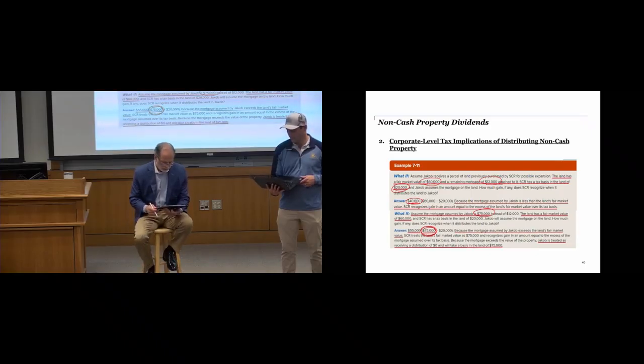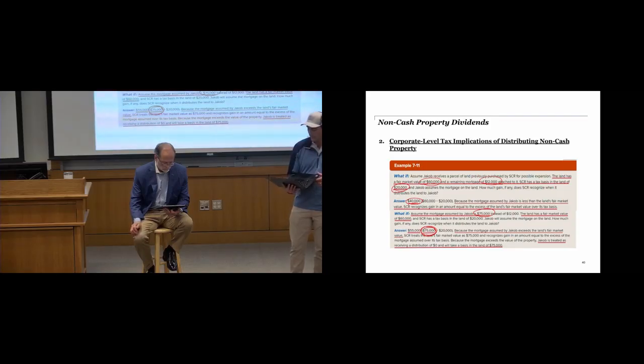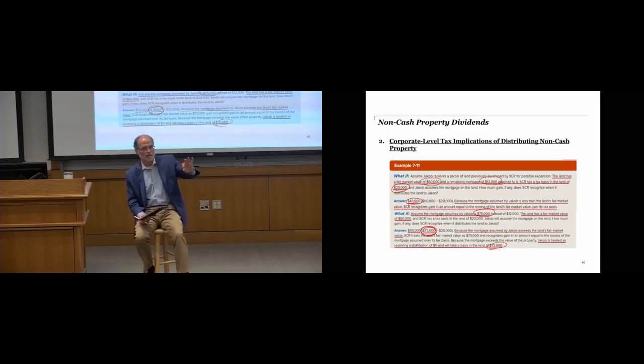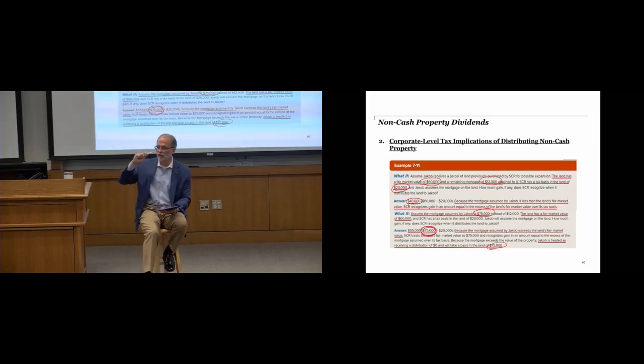This figure as well. Because the mortgage exceeds the value of the property, Jacob is treated as receiving a distribution of $0 and will take a basis of $75,000. Yes. And if Jacob wanted to, so he's got a basis of 75 and an asset that's worth 60, right? He could crystallize that by selling it to a third party, an unrelated party. But it's just that liability, and think of it in terms of economics, that liability has left the balance sheet of the corporation. That's why they deem there to be a higher fair market value.